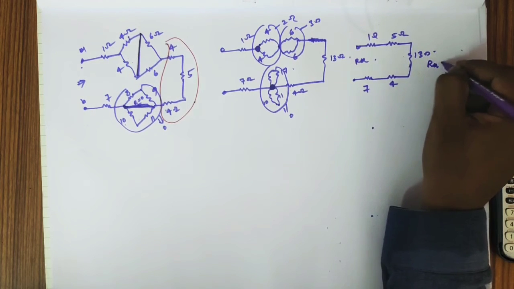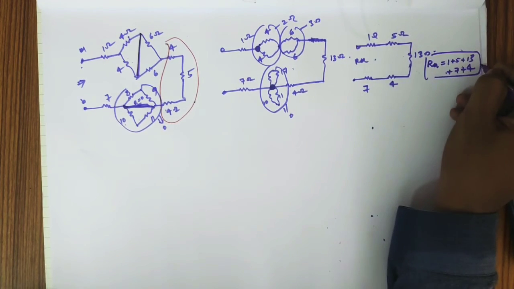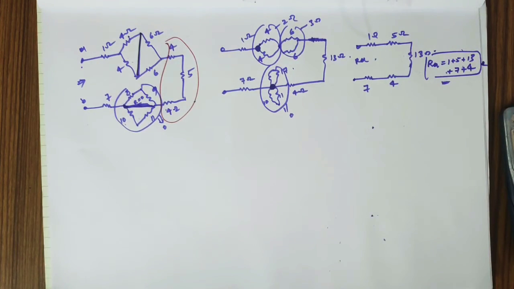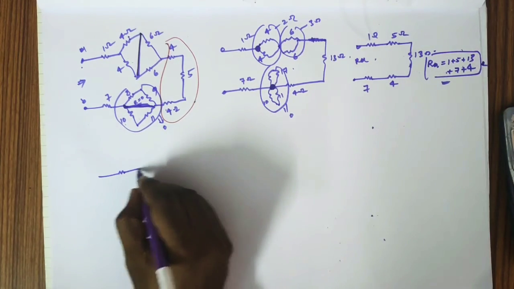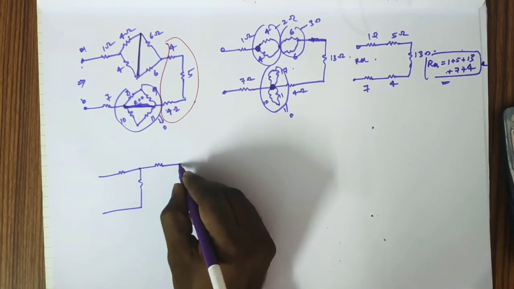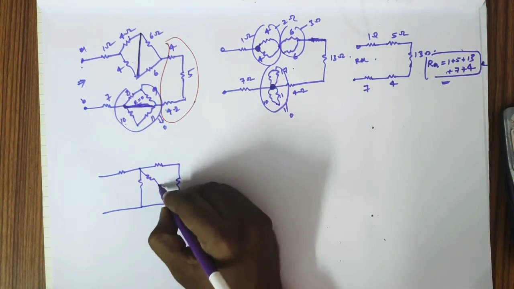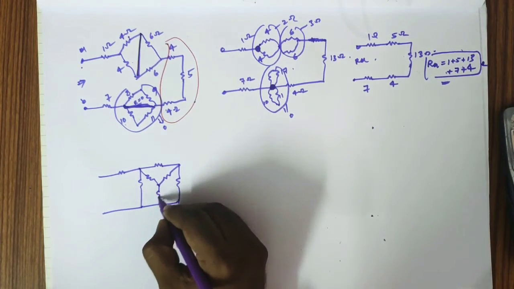R equivalent equals 1 plus 5 plus 13 plus 7 plus 4 ohm. Okay, finish. And again, I'll do one problem. So straight away I'll explain one thing to you without any delay, or we'll solve directly.